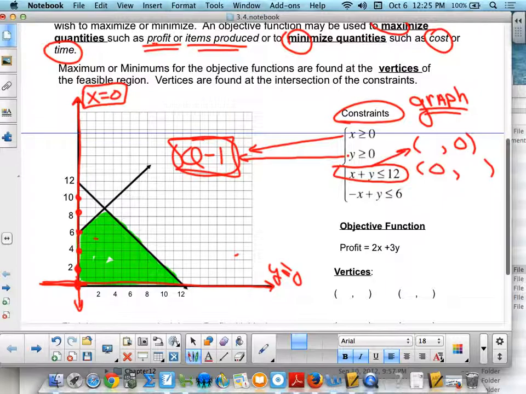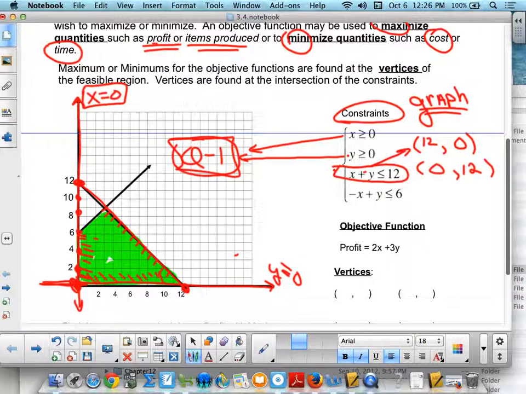If you cover up x, let x be 0. What's y? 12. 0 plus 12 is 12. If you cover up y, 12 plus 0, so there you go. 12, 0 and 0, 12. That's right here. Draw your line. Shade above or below. Well, this does say less than. Check 0, 0. Is 0, 0 going to make it less than 12? Yeah, it does. So shade below the line, right? Shade this way. Shade above this one. Shade to the right of this one.